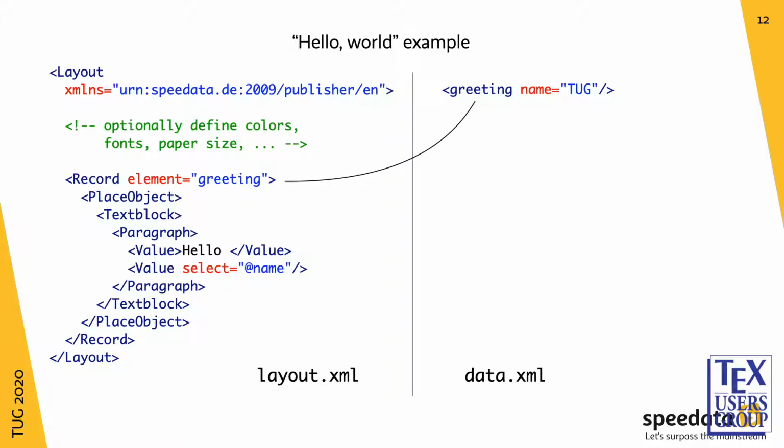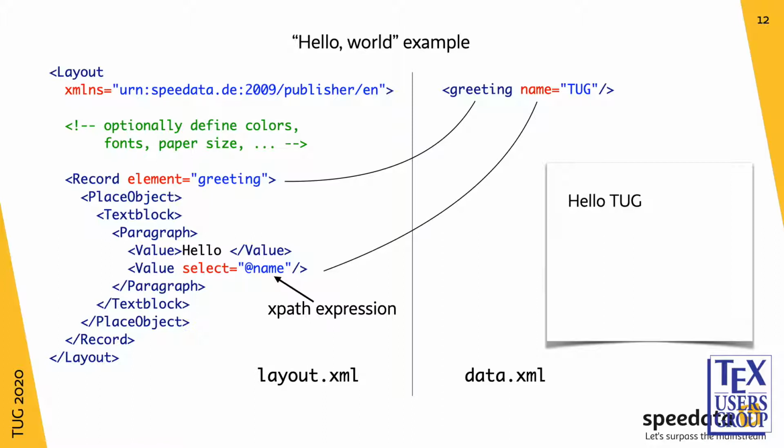All of its child elements are commands that get executed. In this case, it is just a place object which outputs a paragraph of text with static and dynamic contents. The second value tag has the select attribute, which can access the attributes and text in the data source of the current element. This is how you connect the layout and the data file. The output is a simple hello tag in a PDF file.